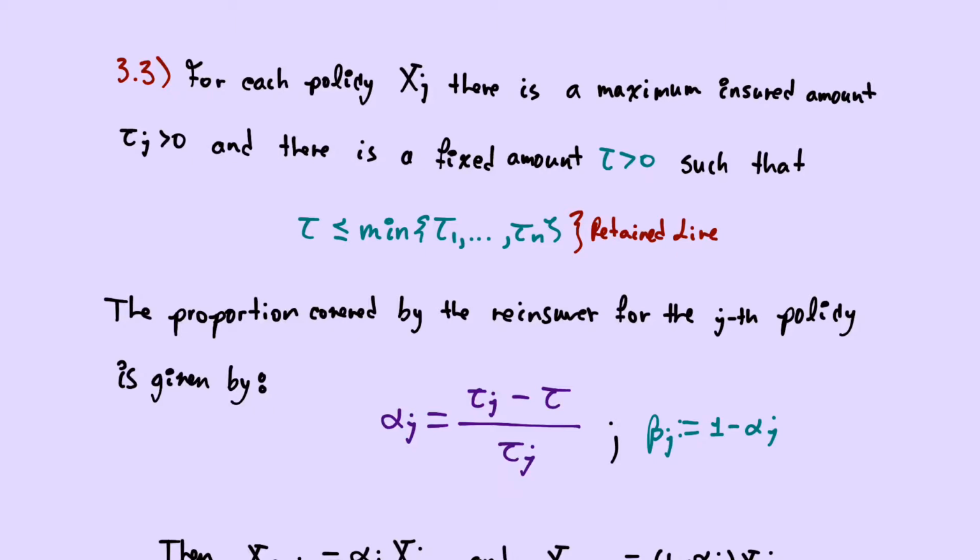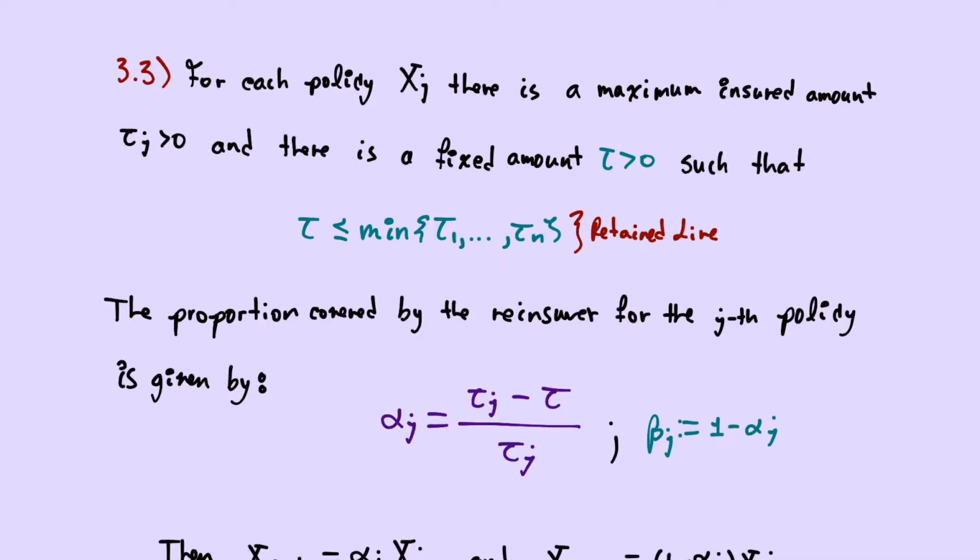And that is the reason that we need the individual risk model, because in a collective risk model, you cannot have this. You cannot have that each individual policy has a specific, not necessarily different, but a specific maximum insured amount.